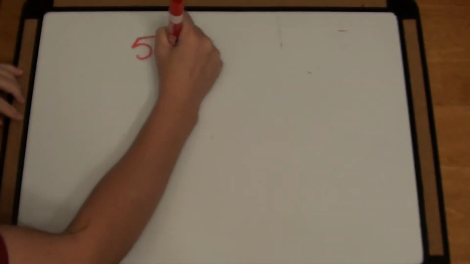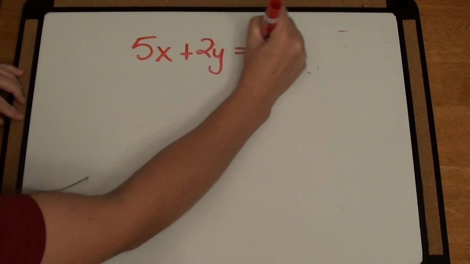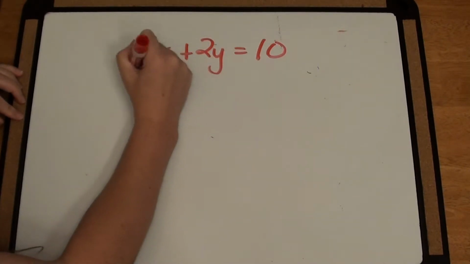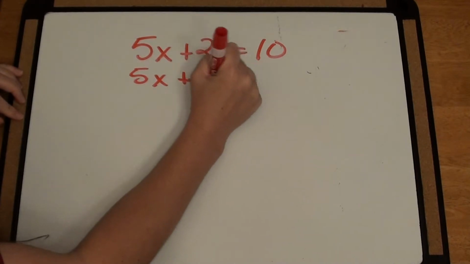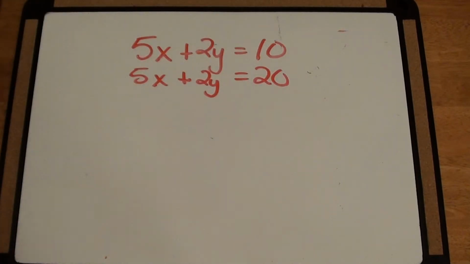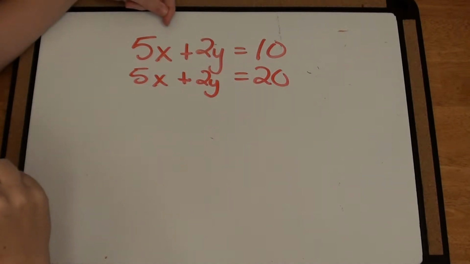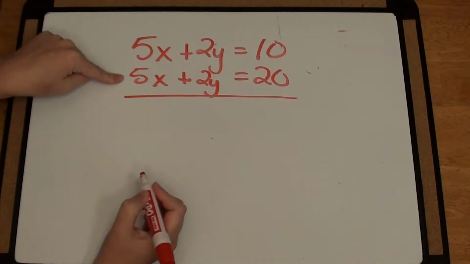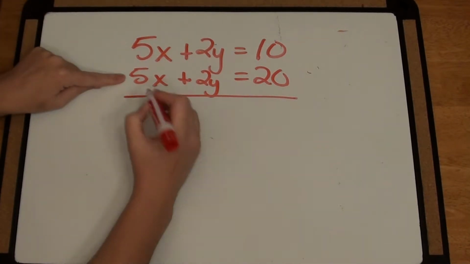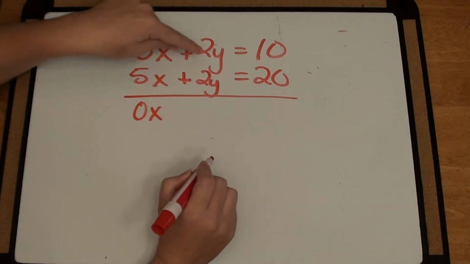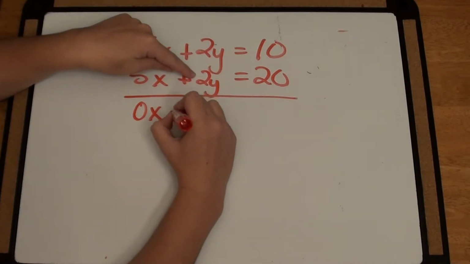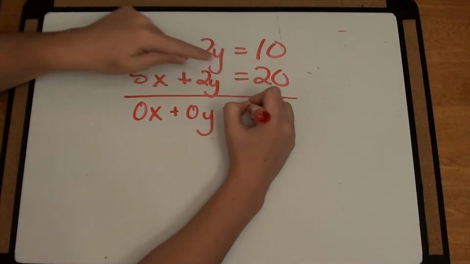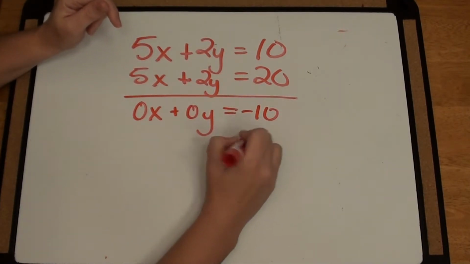I'm going to work example 2, which is they want me to solve the system and graph. The system that they have there is 5x plus 2y equals 10, and 5x plus 2y equals 20. Now, if I'm going to solve this, what do I get? Well, my coefficients already match. So 5x minus 5x is 0x, 2y minus 2y is 0y, equaling negative 10. So does it make sense that 0 equals negative 10?